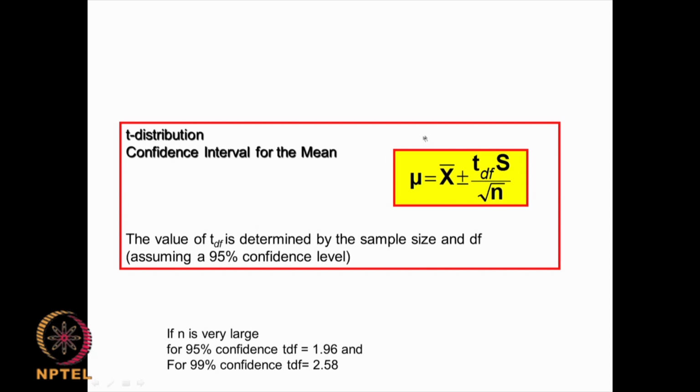So, you have mu is equal to x bar plus or minus t times S by square root of n. If n is small, there is a table called the t table for corresponding degrees of freedom, where degrees of freedom is equal to n minus 1. We can get the t value, and you multiply it with the standard error, and from the x bar, that is the mean of the sample, you get the confidence interval for the population mean.